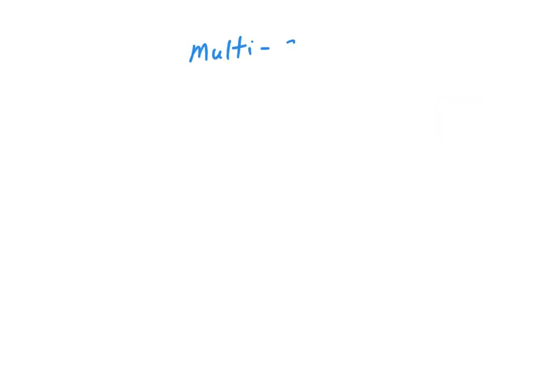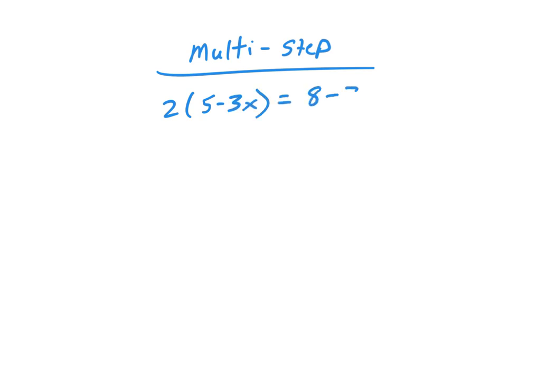Okay, and then we'll get into multi-step. So when we do a multi-step, we're going to have a lot of different things going on within this equation. But our goal, once again, is to get x by itself at the very end. And I give you one like this because one like this is missed a lot. So what do you think would be our very first step here?